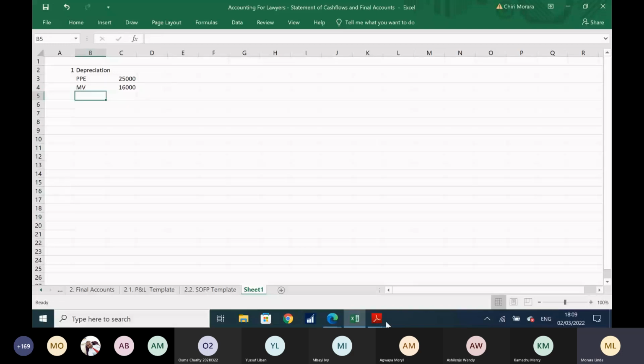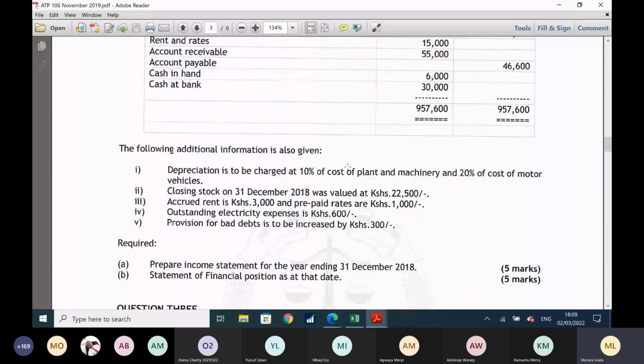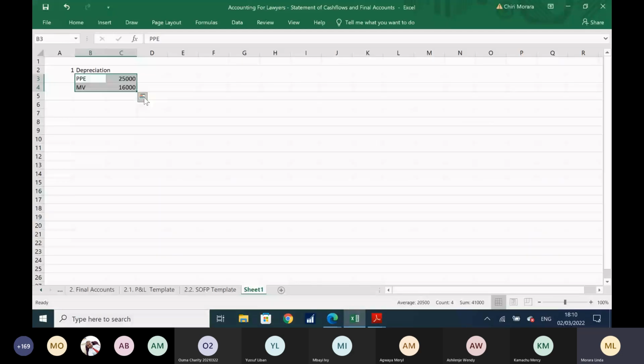You're done with your additional information number 1, which means that then you need to, this is the depreciation expense, so you need to debit your depreciation expense in the income statement and then credit your assets, which means that you're reducing the value of your assets.